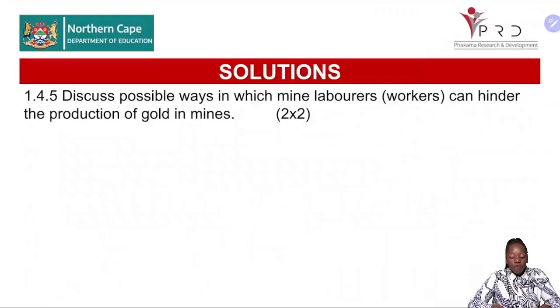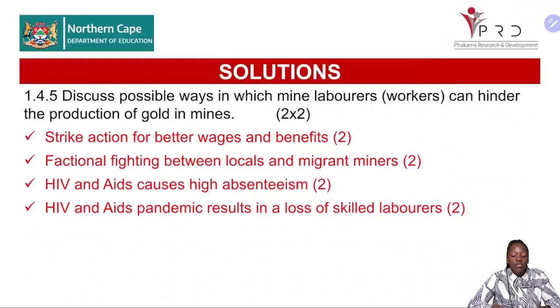Then your 1.4.5, you discuss possible ways in which the mine workers can hinder the production of gold. Number 1, those are the people who go on strike, even for the whole month or even more than a month. So you realize that during those strike actions for better wages as well as benefits, there will be no production at all because they close down everything until they are given what they are looking for. So in that way, there will be no production, which means the company or the mines will not be exporting anything.